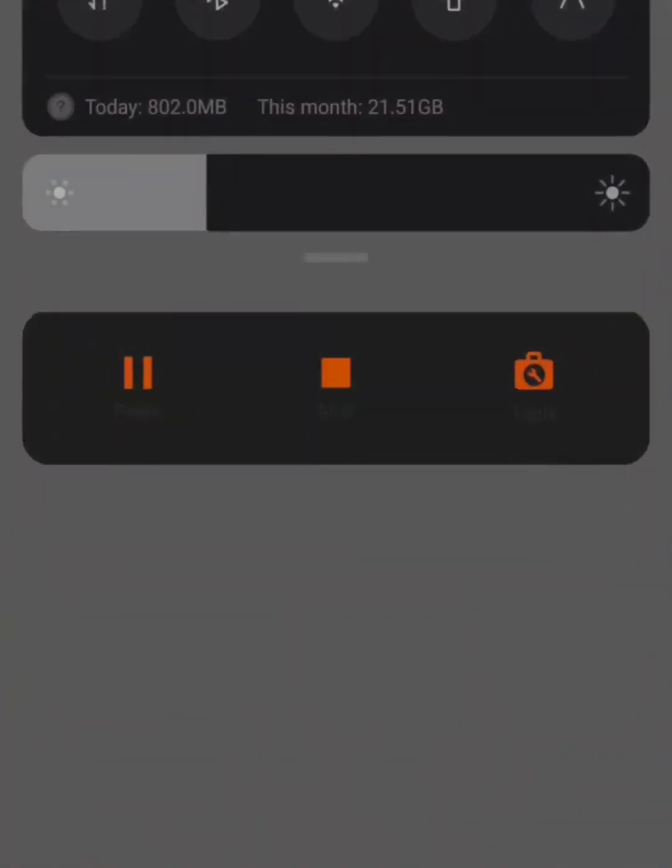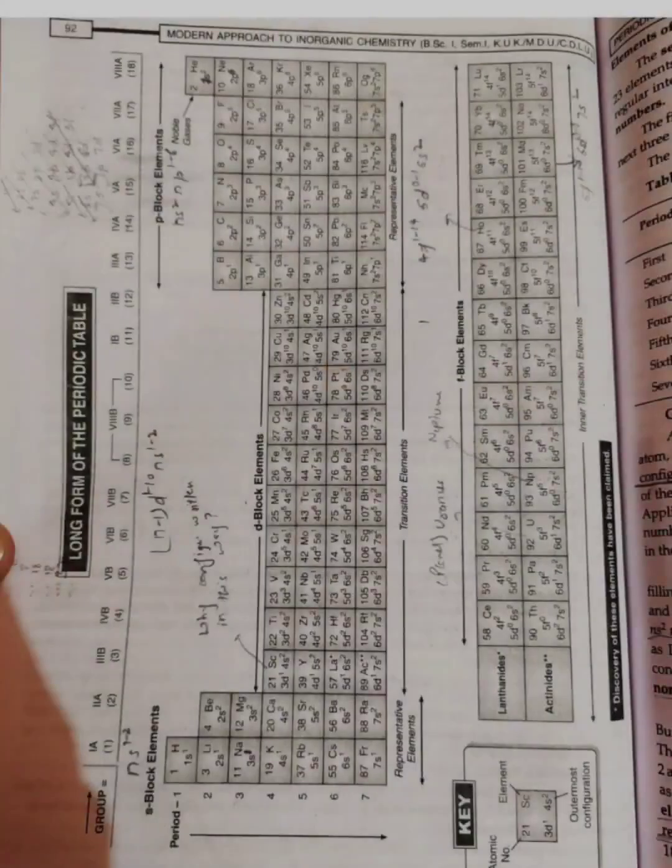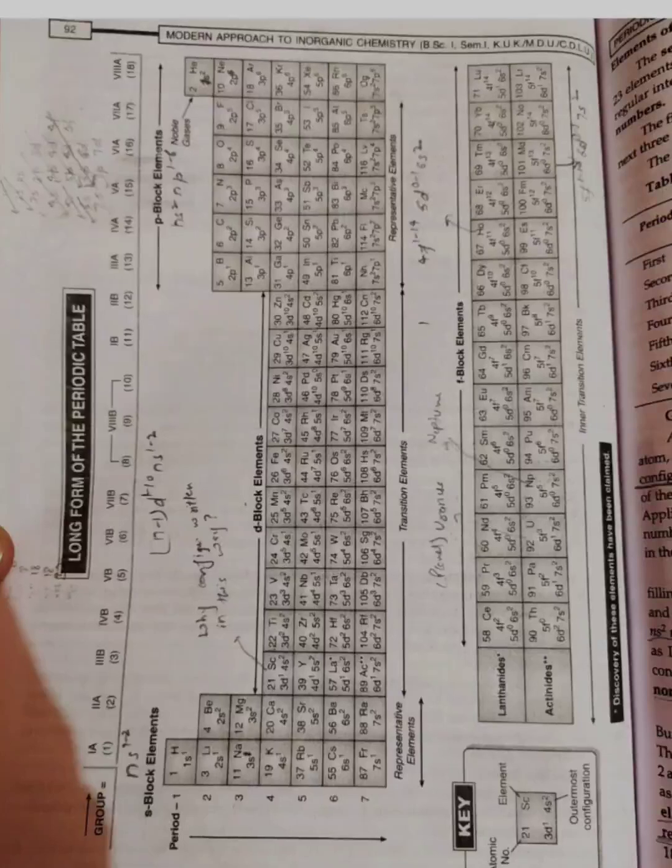Hydrogen, helium, lithium, beryllium. In first period, we have two elements, hydrogen and helium. In second period, we have 8 elements, starting with lithium. In the third period, 8 elements: sodium, magnesium, aluminium, silicon, phosphorus, sulfur, chlorine, argon. In fourth period, we have 18 elements, that is potassium, calcium, scandium, titanium, vanadium, chromium, manganese, iron, nickel, copper, zinc, gallium, germanium, arsenic, selenium, bromine, krypton.